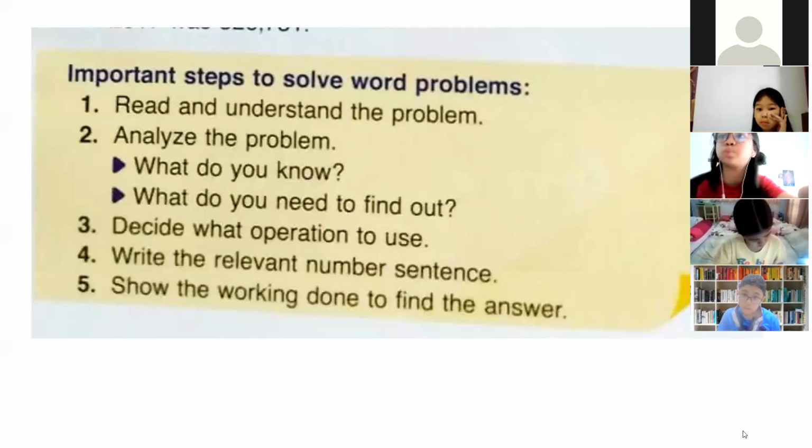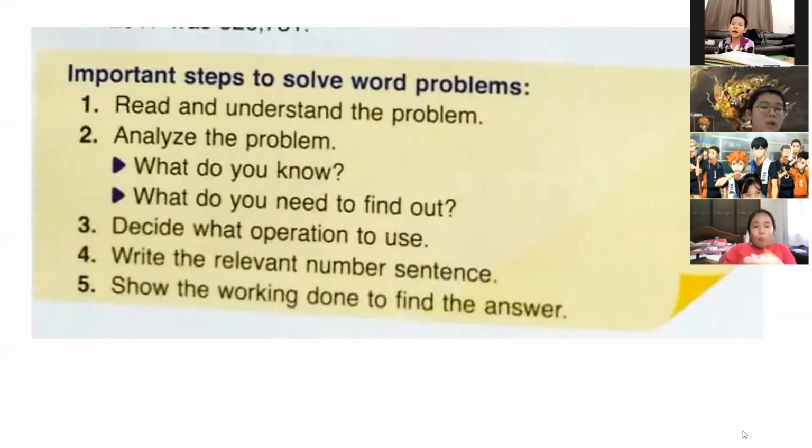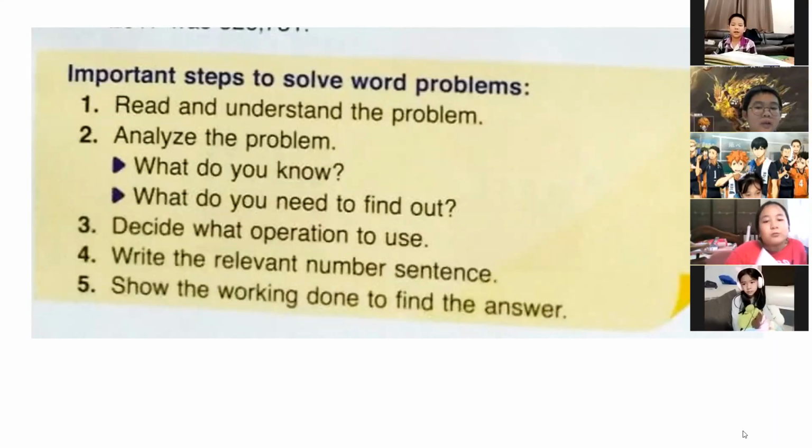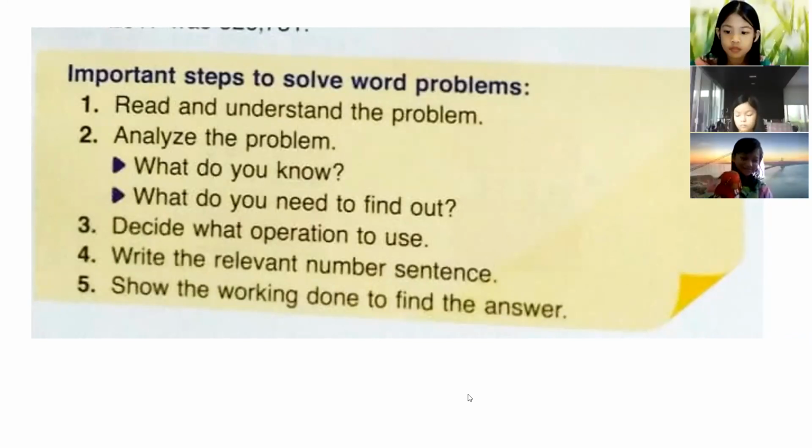Three, decide what operation to use. Four, write the number sentence. Five, show the working done to find the answer. Okay, very good. Okay, turn off your microphone.